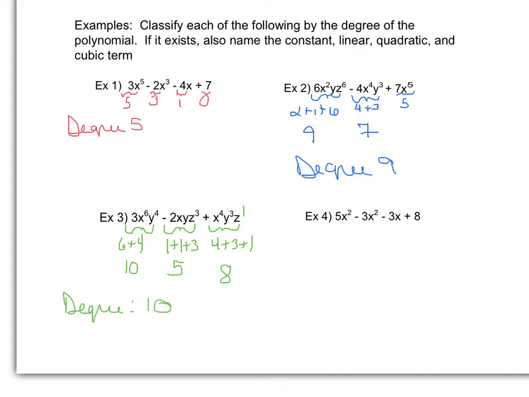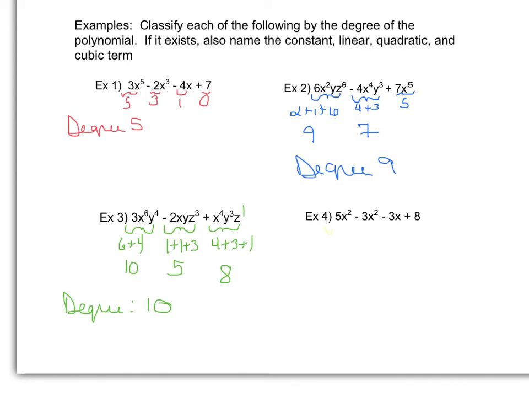Naming the highest degree, I get degree 10. And looking at this last example, I notice I only have one variable, so I am going to take this a step further and name the constant, linear, quadratic, and cubic terms if those exist.